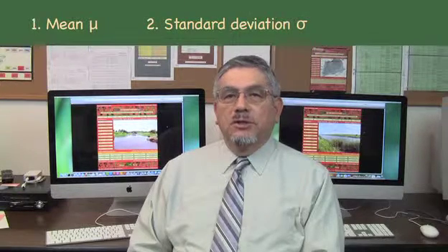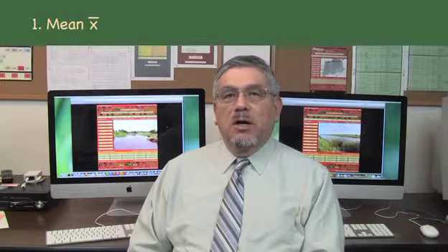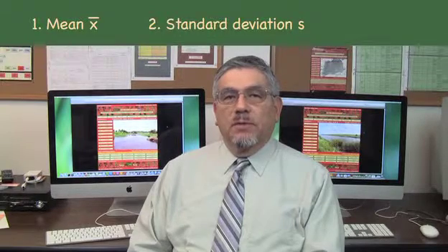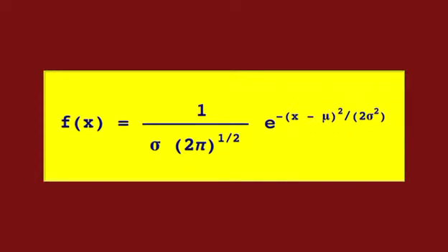It has two parameters: 1, the mean mu, and 2, the standard deviation sigma of the population. In practical applications, the mean x bar and the standard deviation s derived from sample data are substituted for mu and sigma. The PDF of the normal distribution is, in which x is the random variable and f of x is the continuous probability.